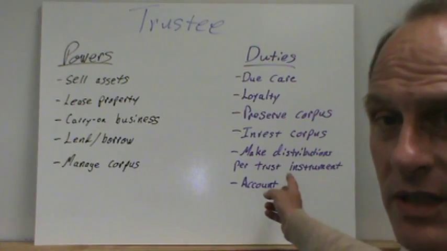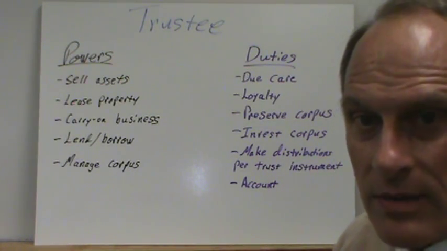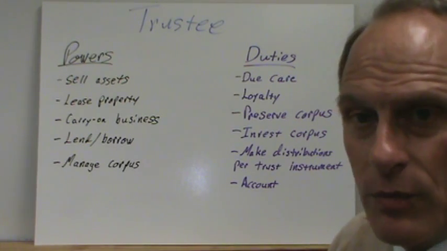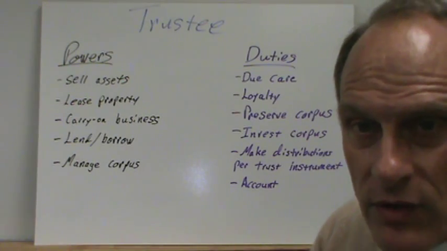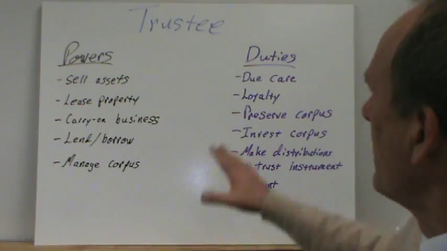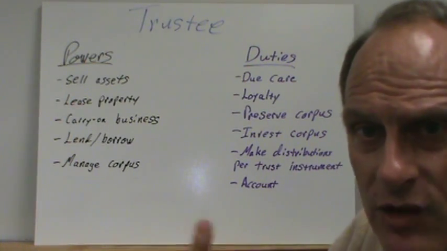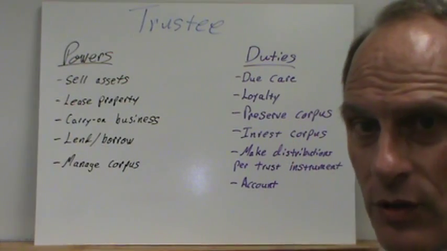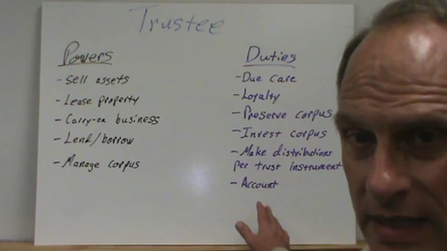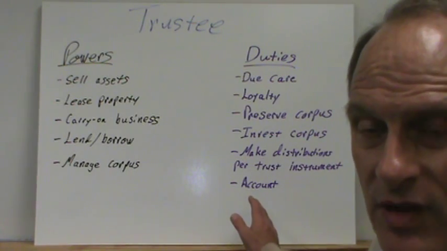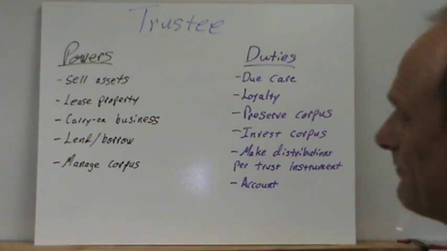You have to make distributions as trustee according to the trust instrument, to pay the bills, to pay lump sum out to the beneficiaries, if that's what it is. So whatever the instrument says for making distributions, you have a duty to do that as trustee. And then, of course, finally, to account for all the money. Where is all the money? How much came into the trustee's hands? And did they act appropriately with that money?